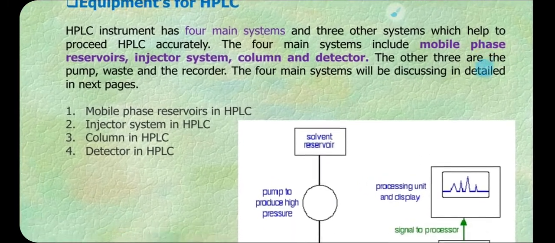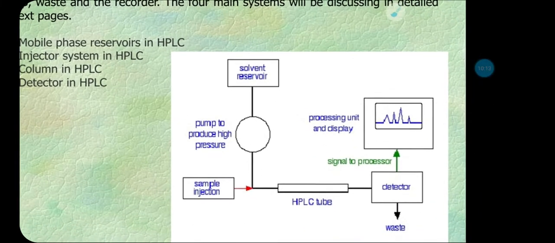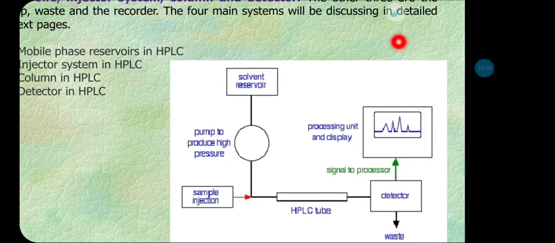These four systems are the mobile phase reservoir, injection system, column of HPLC and detector. This is a schematic representation of a simple HPLC technique. So here the mobile phase, that means we can say solvent reservoir. Here the high pressure pump is there. This high pressure pump pumps the solvent, the mobile phase. Here the sample injector is there. Here we inject the sample through this mobile phase. This mobile phase plus sample enters into this column.